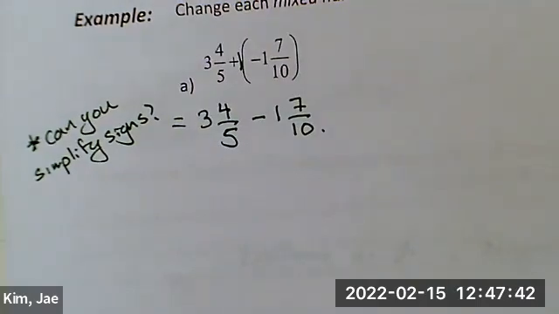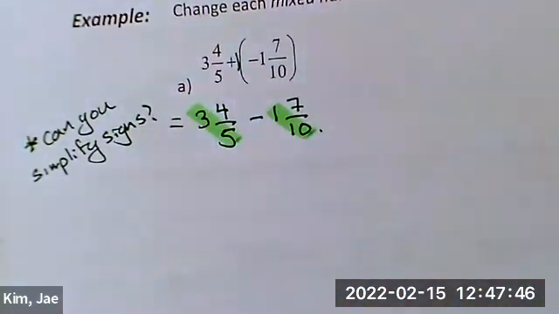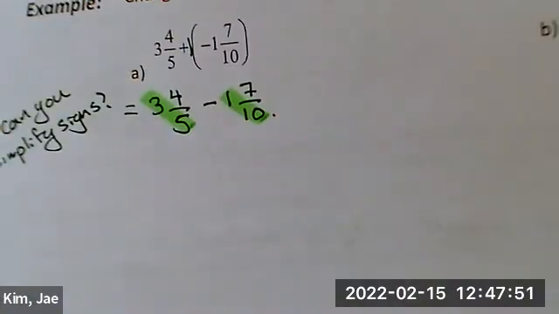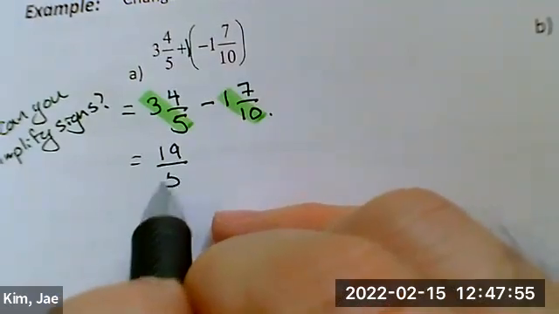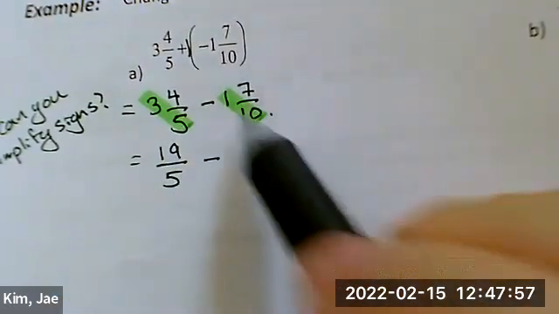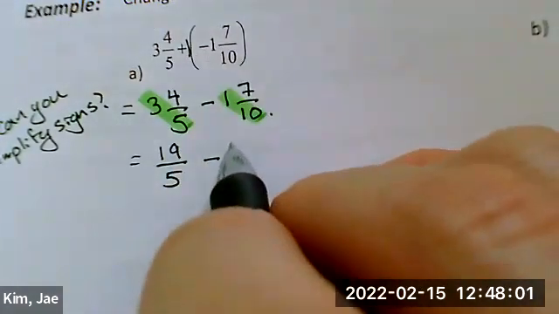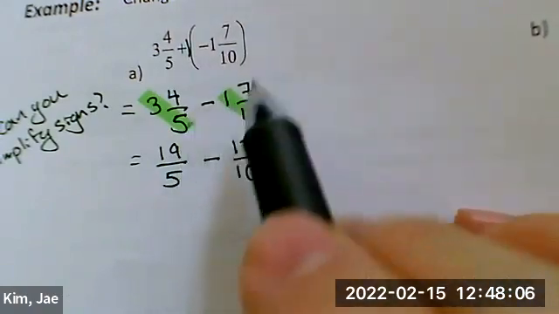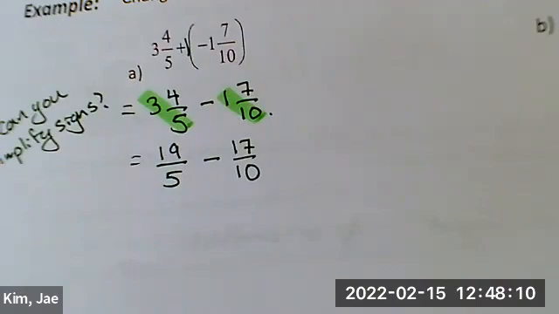Next, if you remember, we don't deal with mixed anymore. Let's turn it into an improper. 3 times 5 plus the extra 4 pieces. This is 19/5. 1 times 10, add that to the extra 7 pieces. This would be 17/10. Some people might be confused. Oh, Mr. Kim, is the top number supposed to be negative? Is the bottom number supposed to be negative? Are they both supposed to be negative?